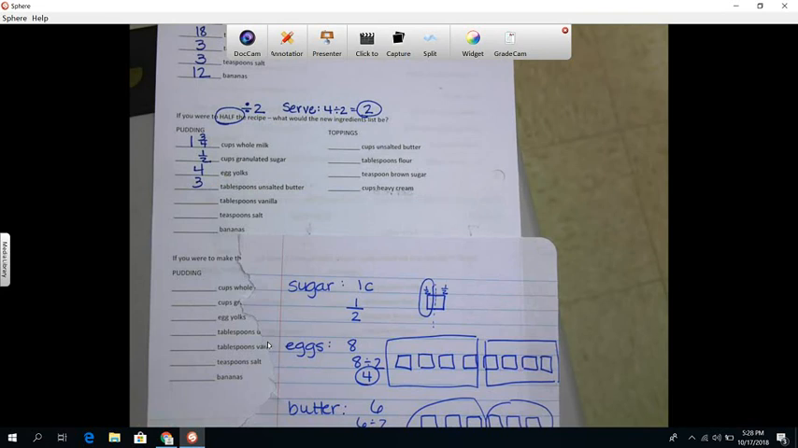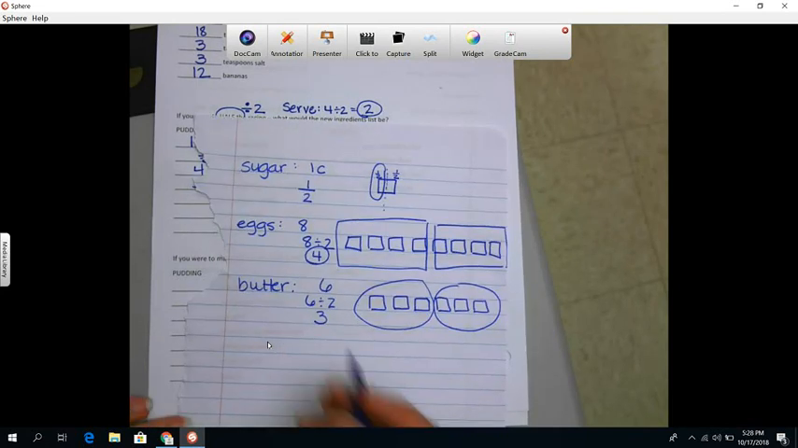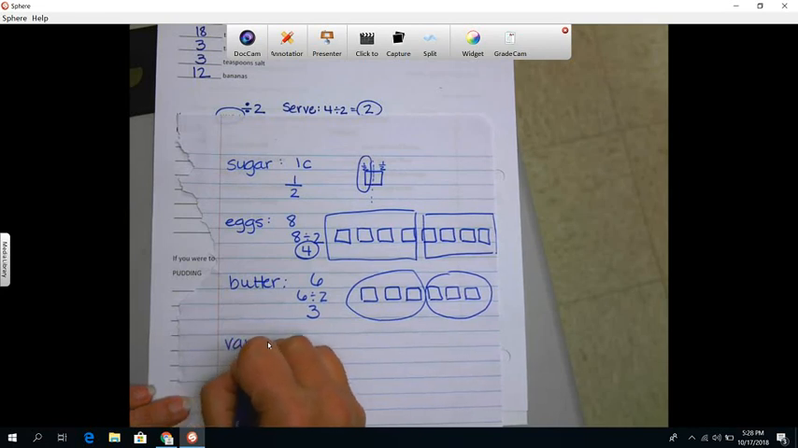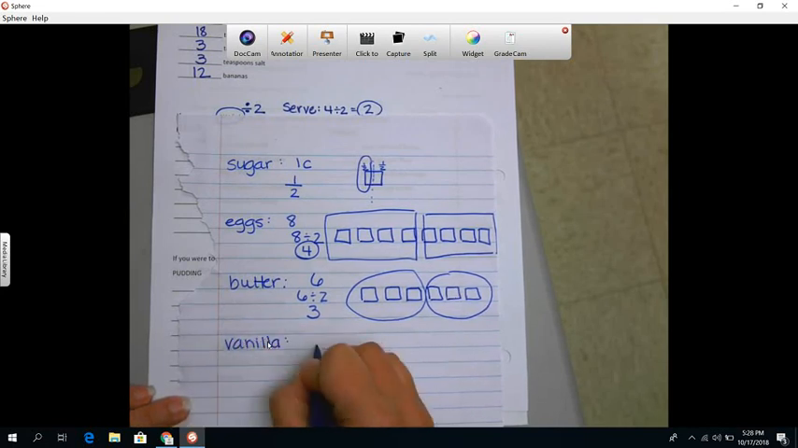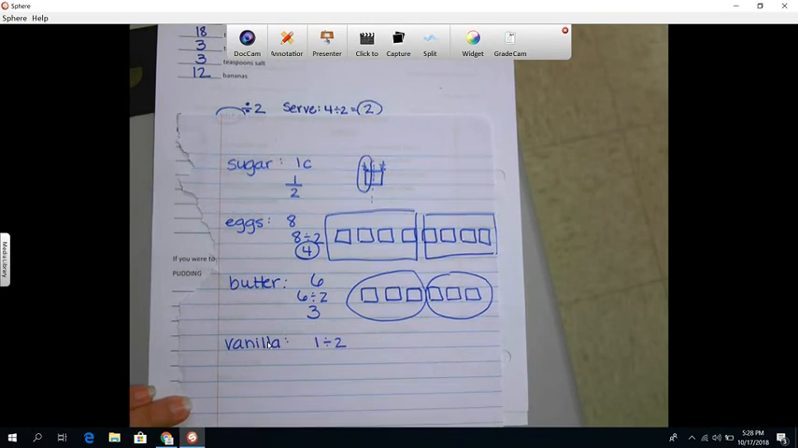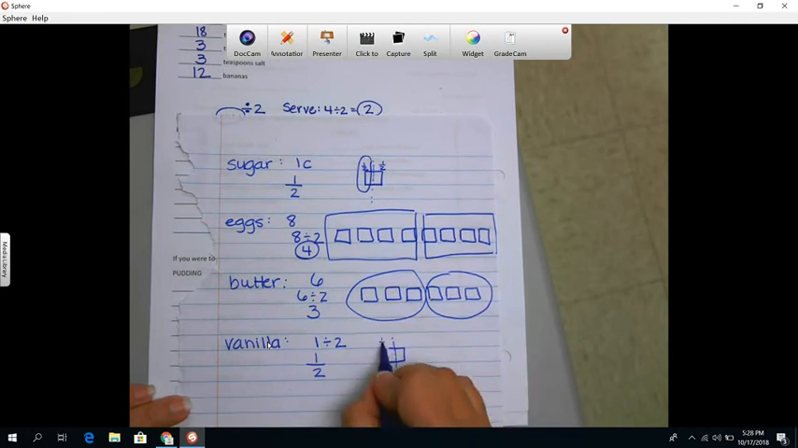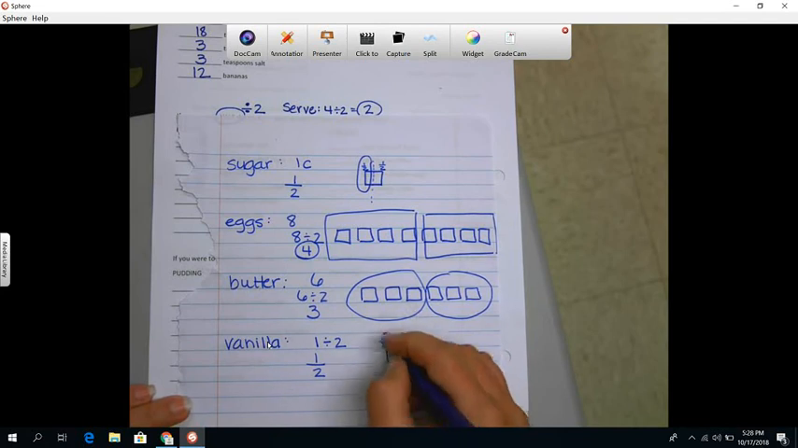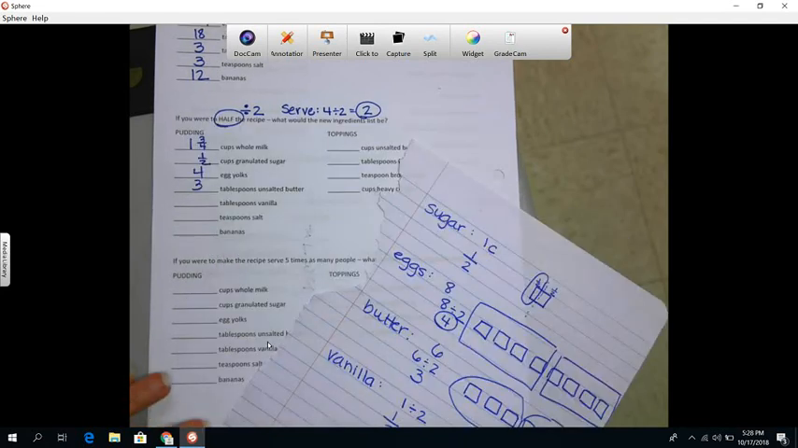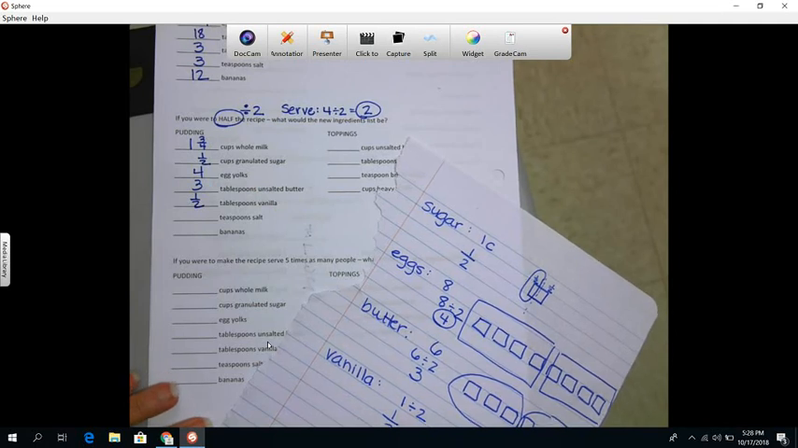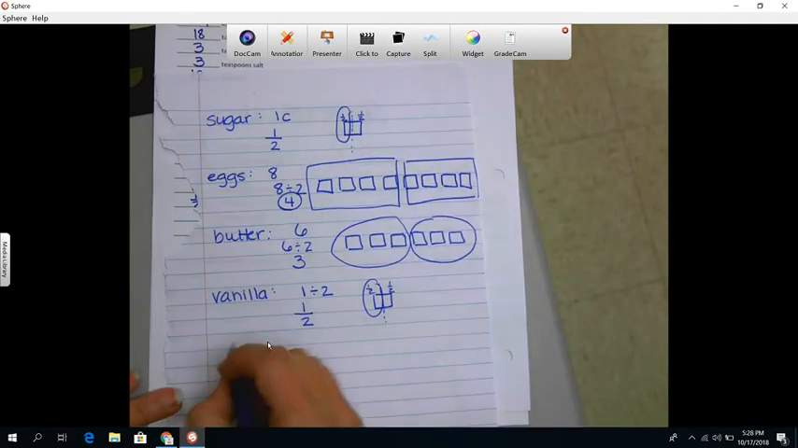For vanilla, I needed 1 tablespoon of vanilla. Again, if I needed a 1 and I'm dividing by 2, 1 divided by 2 is the same thing as writing it like this as a fraction. I have 1 whole. I split it down the middle. That's 1/2 and a half. So I know that I needed 1/2 tablespoons of vanilla.